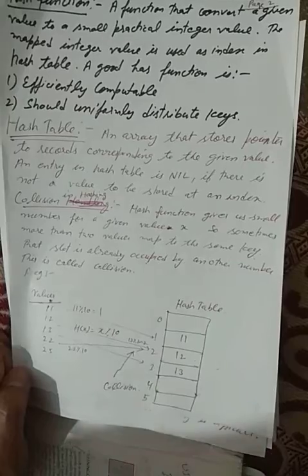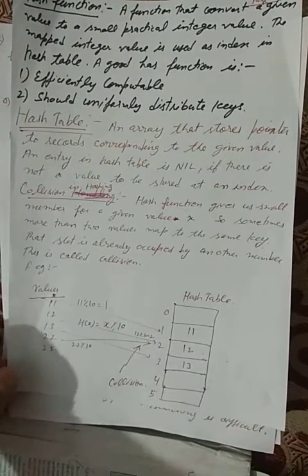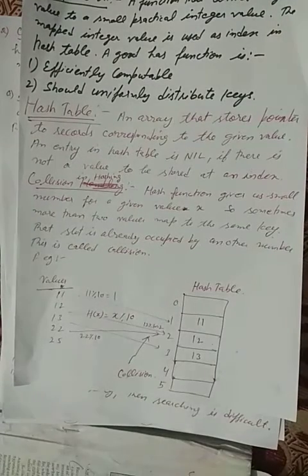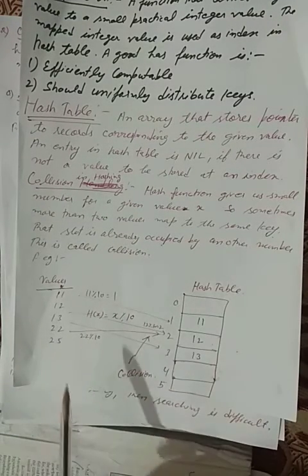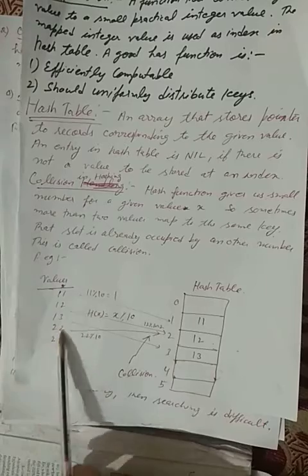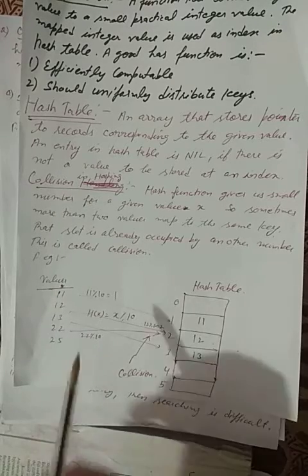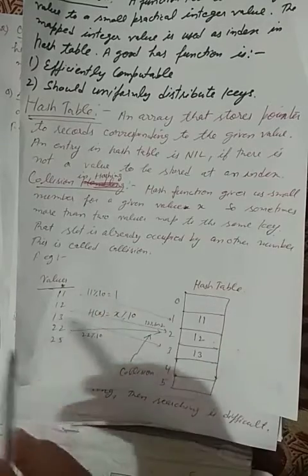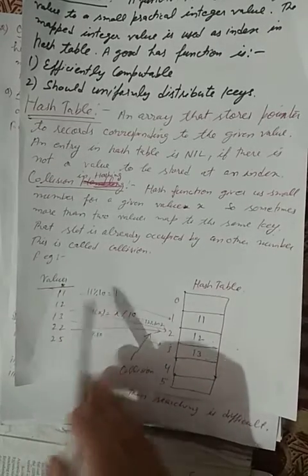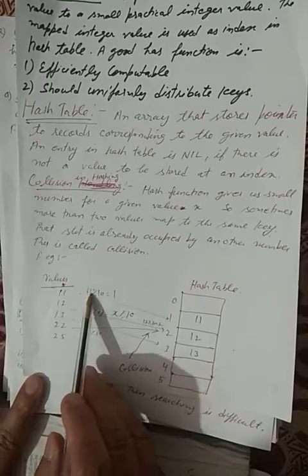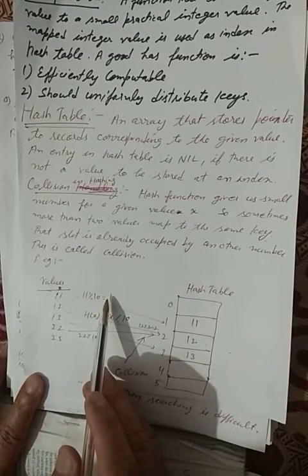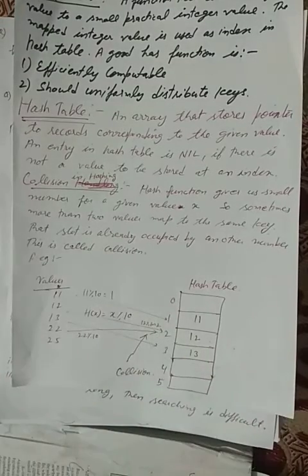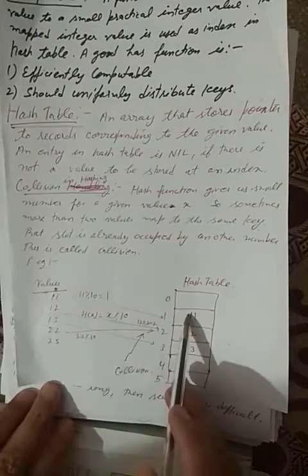This is called collision. So we will call this collision, or a clash, when two values are going to the same place. For example, here we have taken the values 11, 12, 13, 14, 15 and we will compute the hash table by using the same function, that is x modulo division 10. So first value 11 modulo division 10 will give you 1, so it will be stored at first location.